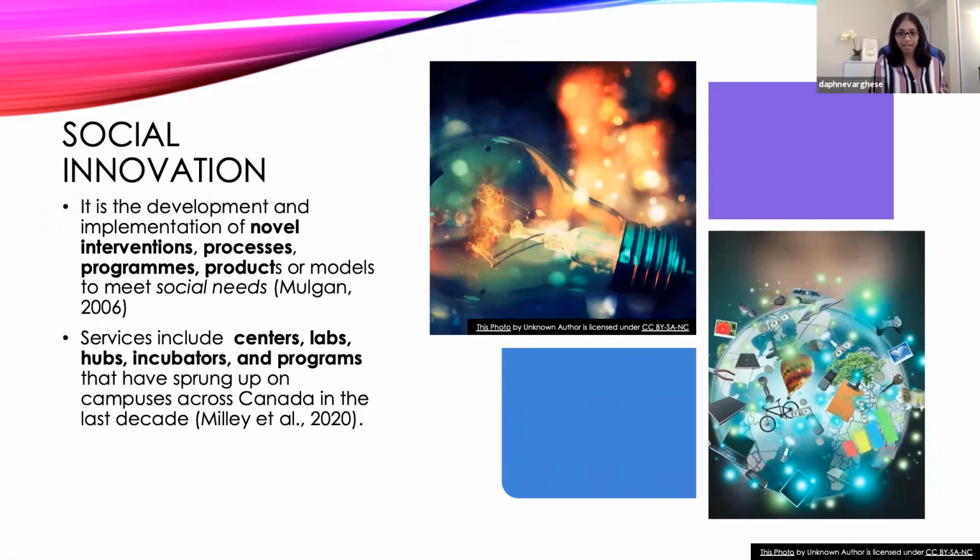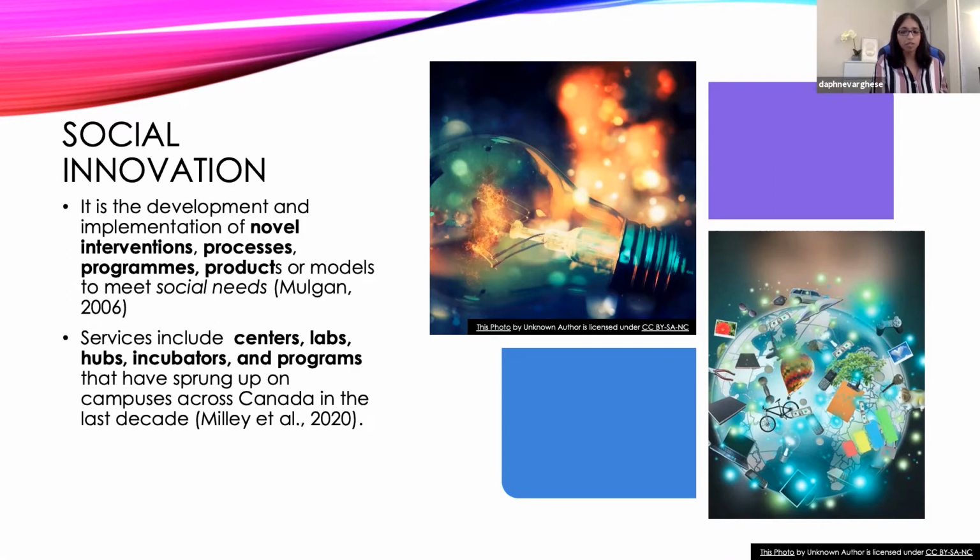In the slide, I wanted to present the working definition of SI and the ways that SI initiatives may go about delivering their initiative within the broader SI ecosystem. SI is the development and implementation of novel interventions, processes, programs, products, or models to meet social needs.